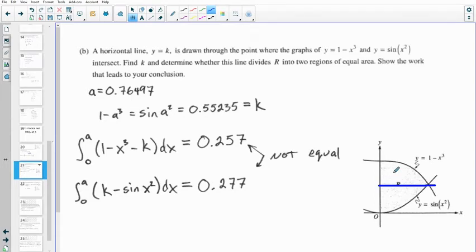And if it's not half of what the total area we got in part A is, we could probably use that to explain that the areas are not equal. I chose when I did this one to say, here's the area of the, let's see, this must be the top region. So my top function is 1 minus x cubed. My bottom function is just y equals k.